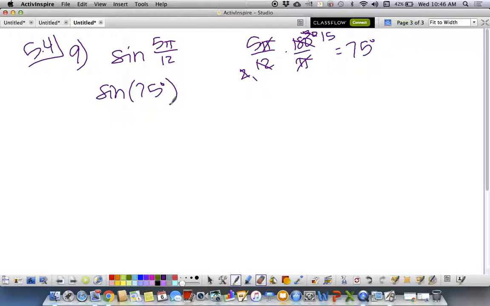Can you break 75 down into something plus something or something minus something? Yes. Okay? That's what you need to do. 60 plus 15. So do you know sine of 15 and cosine of 15? Yes. You do? The exact value of those? No. So break it down into something you know. Little hint, the only things you know are 0, 30, 45, 60, and 90.